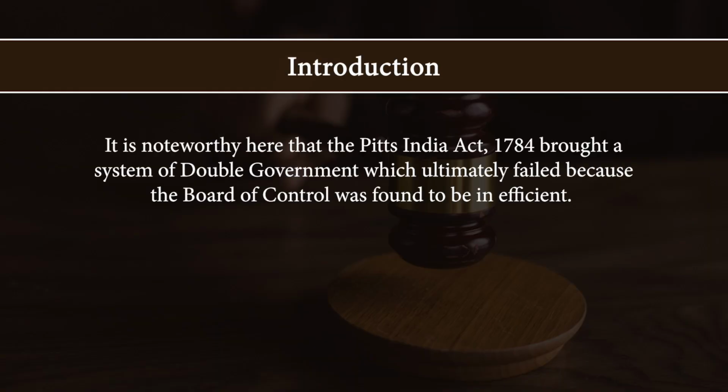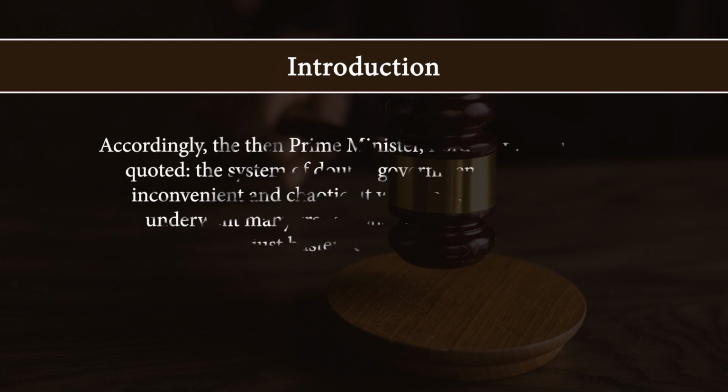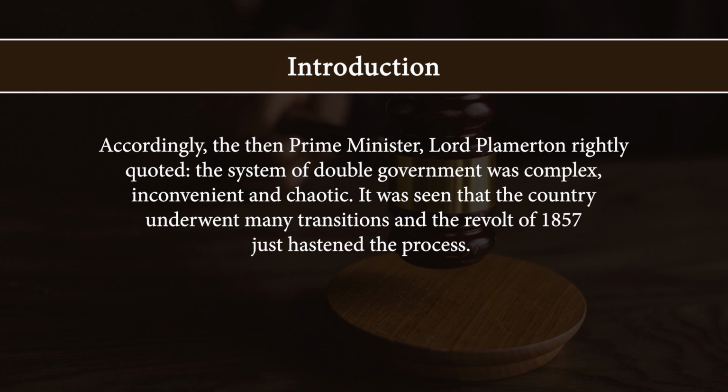The constitutional development of India is directly linked with the advent of Britishers as colonial powers. The history can be traced back to the coming of the East India Company in 1600. It is noteworthy that Pitt's India Act of 1784 brought a system of double government which ultimately failed because the Board of Control was found to be inefficient. Accordingly, the then Prime Minister, Lord Palmerston, rightly quoted, "The system of double government was complex, inconvenient and chaotic."